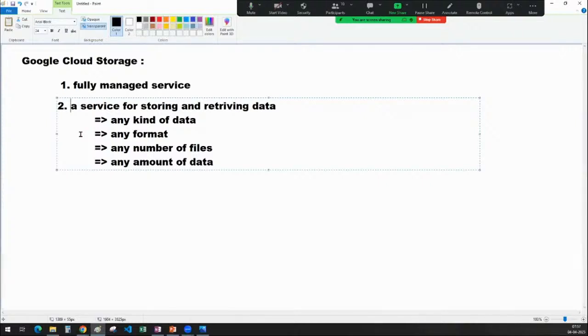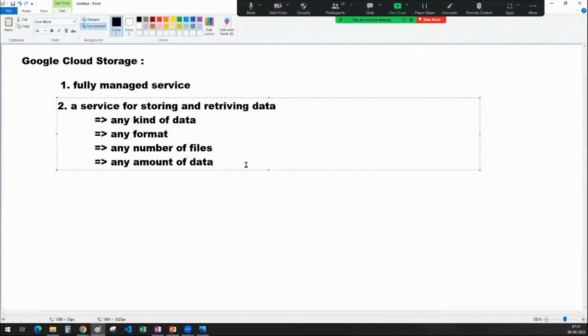What is the purpose of Google Cloud Storage? If you ask me, it is a storing and retrieving tool. You can store any amount of data, any number of files, and if you want the data retrieved at some point in time, you can also retrieve it.